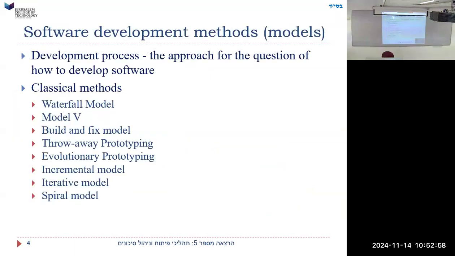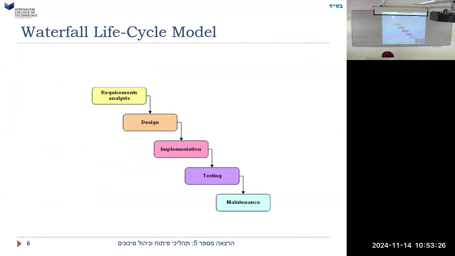Classic software development methods. How should we develop? How do we go about planning our process and running our whole project? There are 8 ways here, and we're going to go through all of them. So the first one is waterfall.